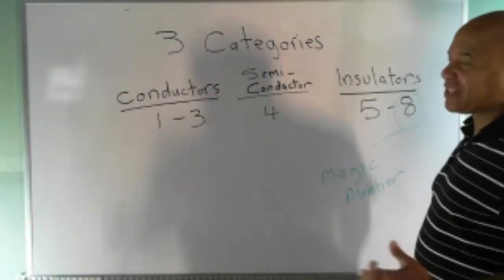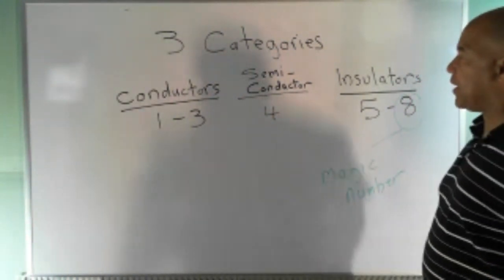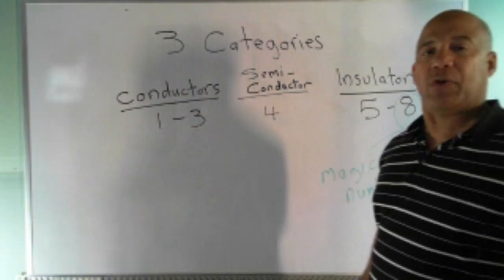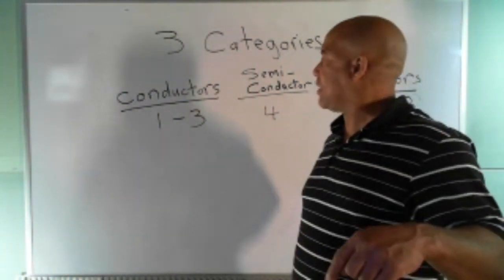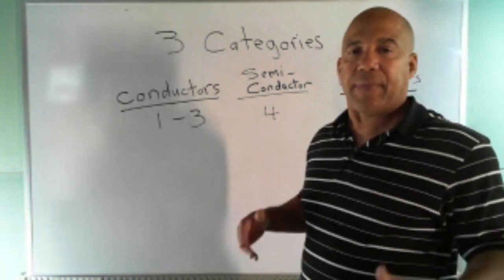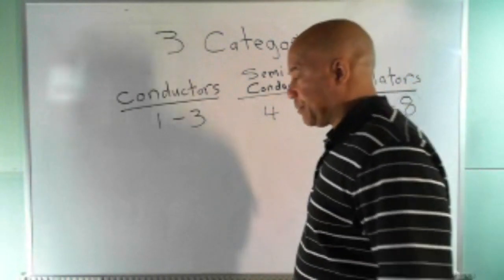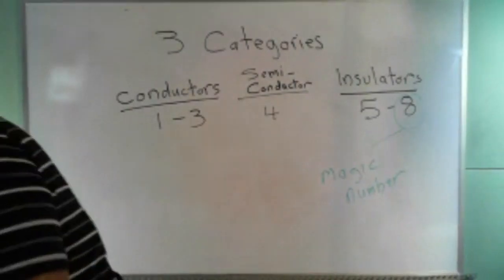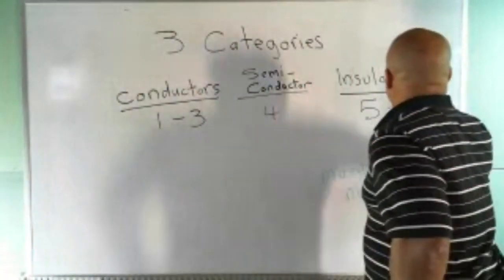That sounds all good and dandy, you might be thinking, but how am I supposed to count the number of valence electrons? How do I know how many valence electrons there are in an atom? That's what I want to talk about next. I want to talk about something called shell capacity.